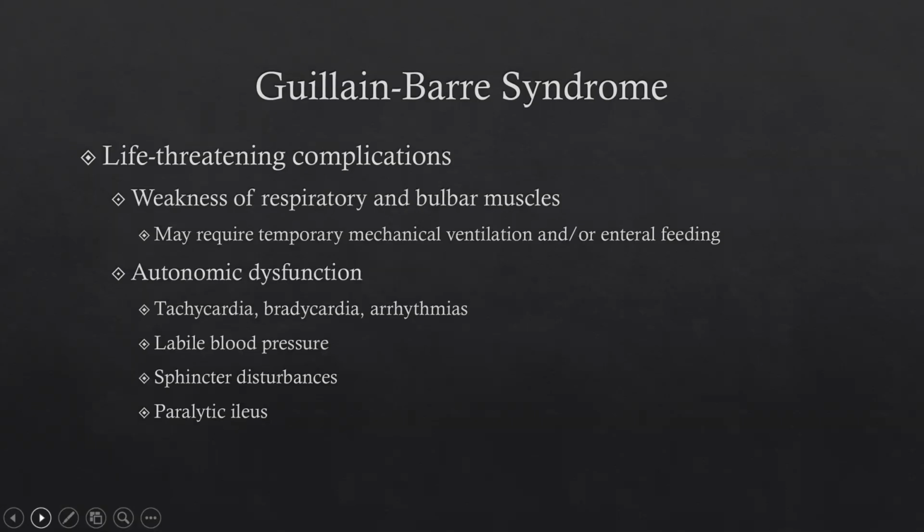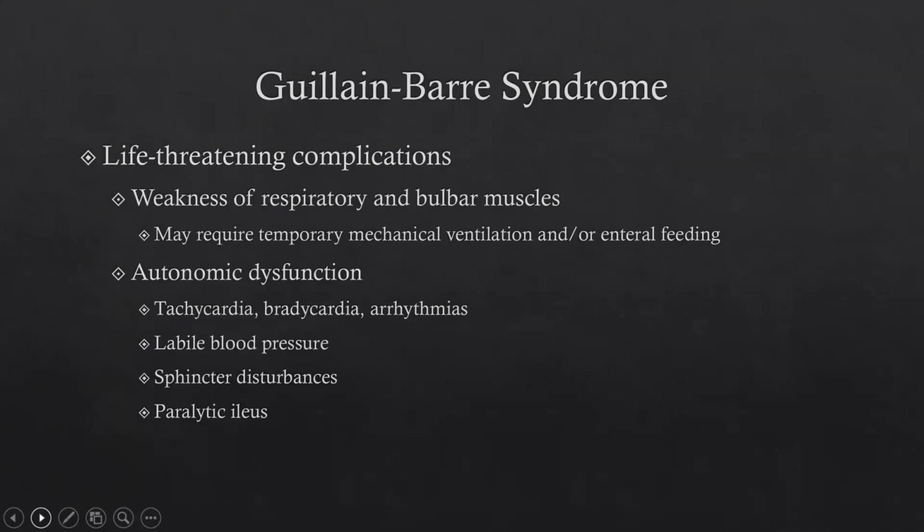So Guillain-Barré syndrome can have life-threatening complications, especially with respiratory involvement, because it can result in weakness of respiratory and bulbar muscles, and it might actually be severe in some cases, requiring mechanical ventilation as well as enteral feeds.